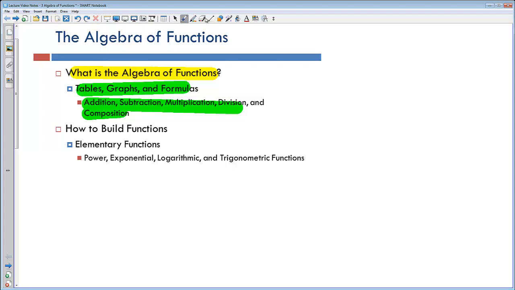So you have two functions like f and g, and we want to look at f plus g, or f minus g, or maybe f times g, or f divided by g. And then finally, the one that you may be least familiar with is composition, which is f composed with g. And we'll talk about what that is in a little bit. But let's look at our first example here.